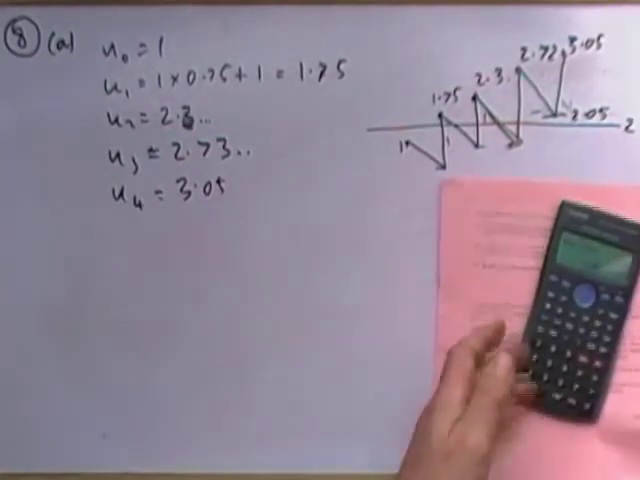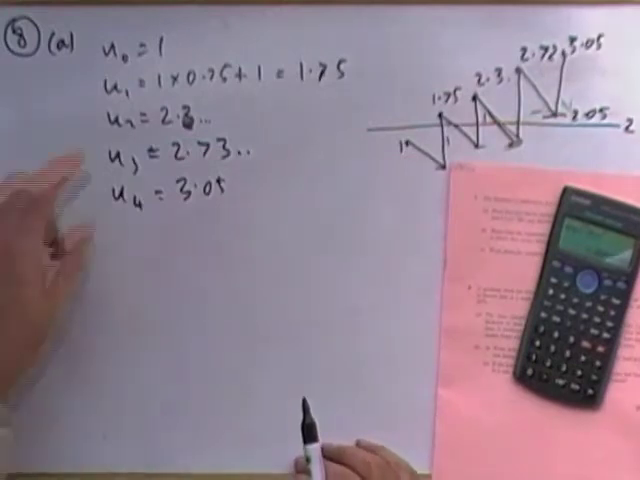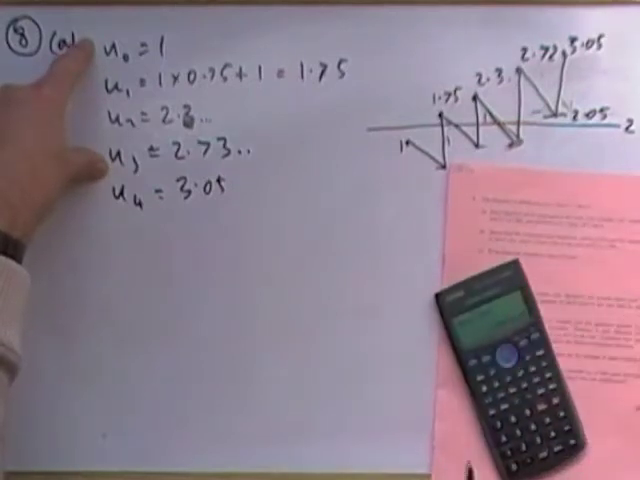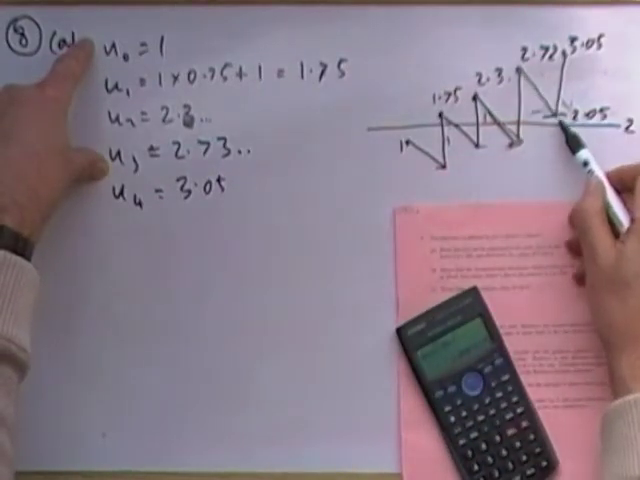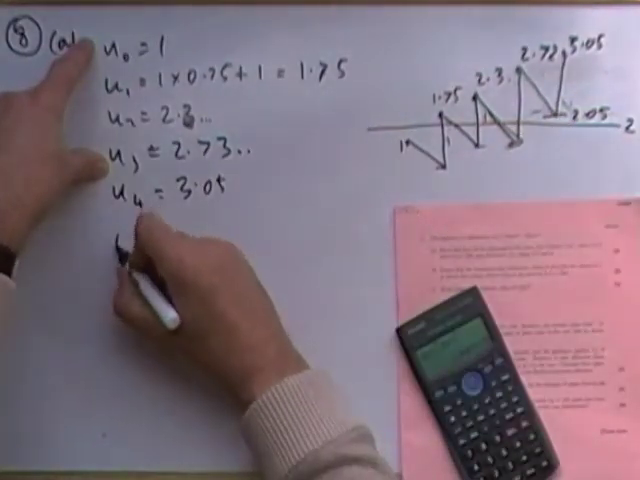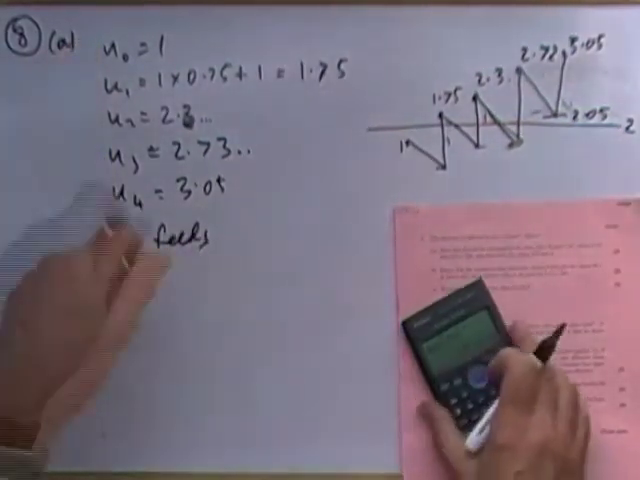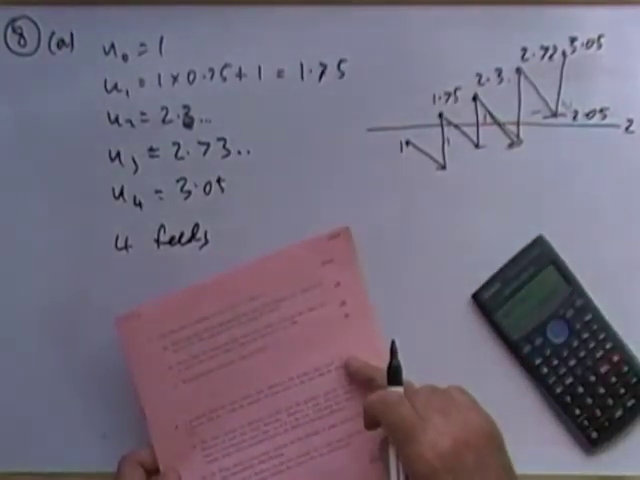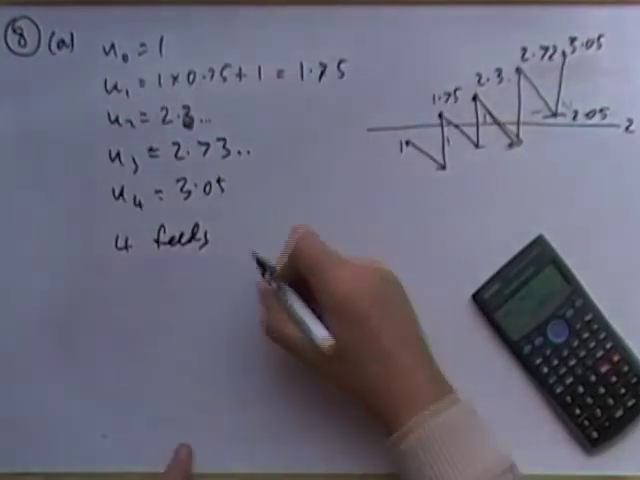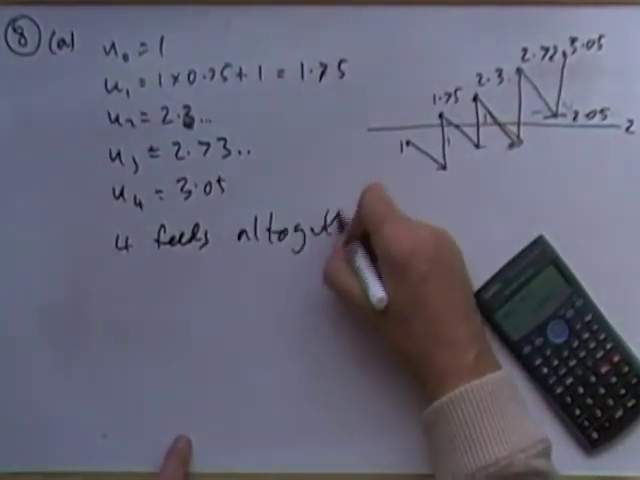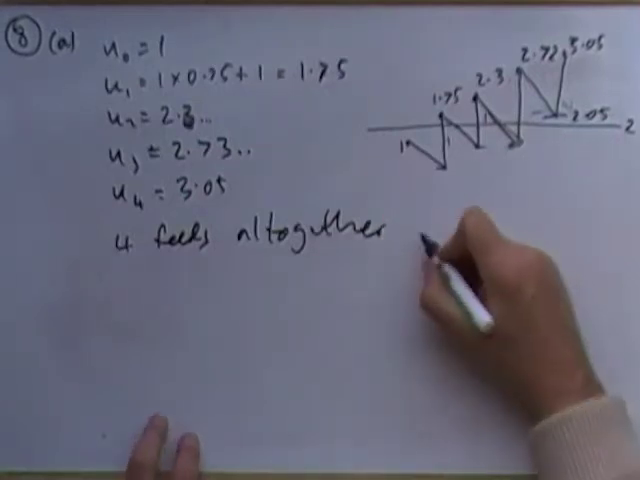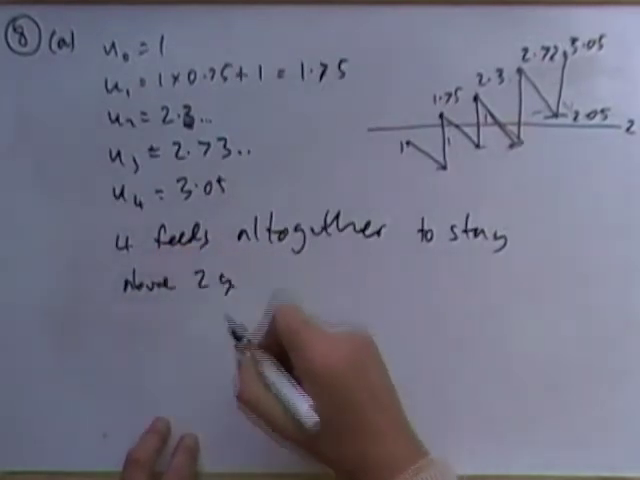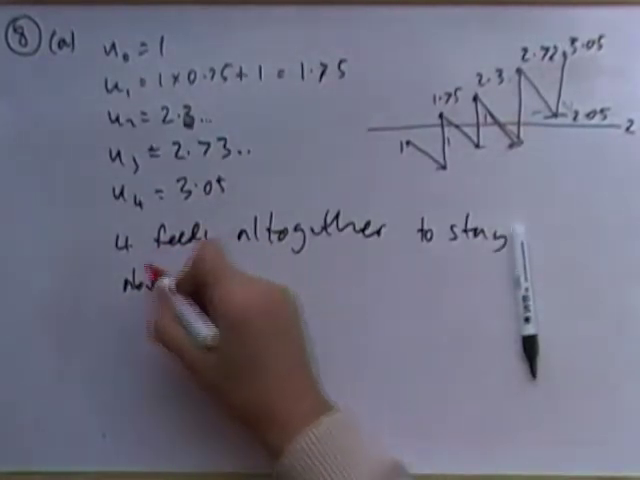So the correct answer to this question, depending what they mean by weekly feeds, is it took 4 feeds. Because at the end of the 4th feed, when it ran out over the week, it was still above 2. So the answer to this really is it takes 4 feeds. Now whether the question means, it's a bit ambiguous, how many feeds after the initial one, or whether that includes the initial one, but it took 4 feeds altogether, I'll say. It took 4 feeds altogether to stay above 2 grams. That's going to be my answer to it.